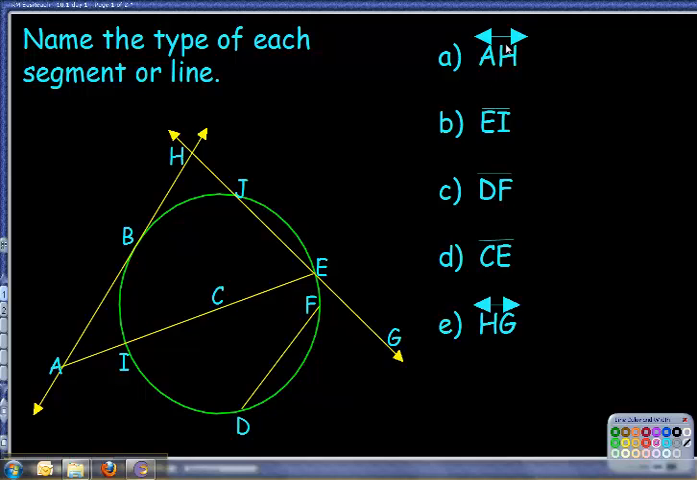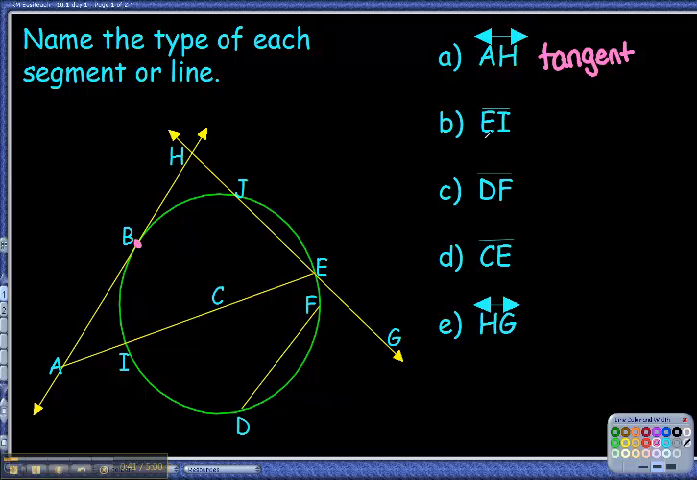So let's start with AH. AH is a line. They tell us that we're looking at line AH. We notice that it has one point that's on that circle. That one place that it touches the circle is called our point of tangency, making this a tangent line. So line AH is a tangent.